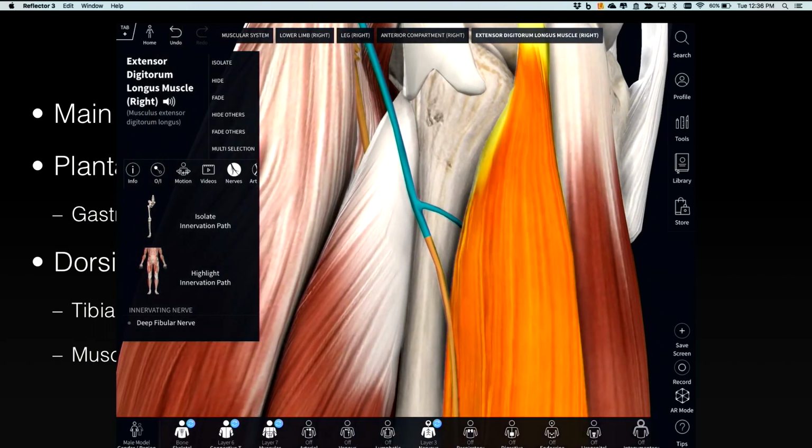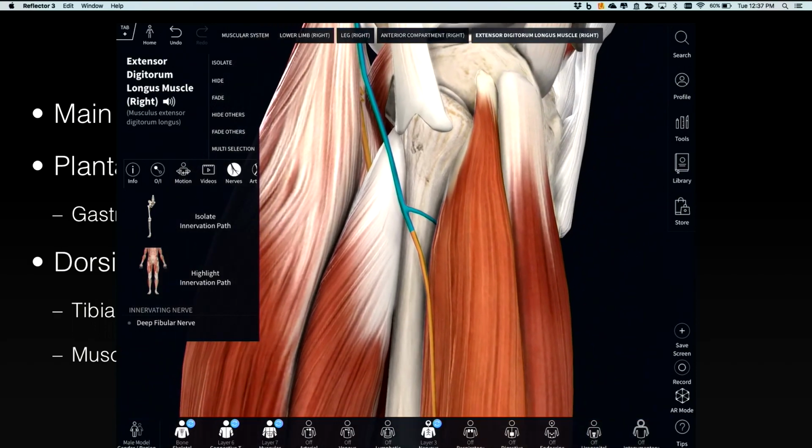So the common fibular that runs down the inside of the popliteal fossa splits. And you're looking at that split right now. The common fibular splits into deep fibular and superficial fibular nerves, or deep peroneal, it's another name for it, and superficial peroneal nerves.